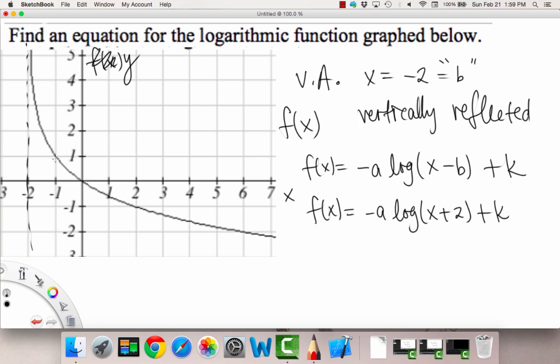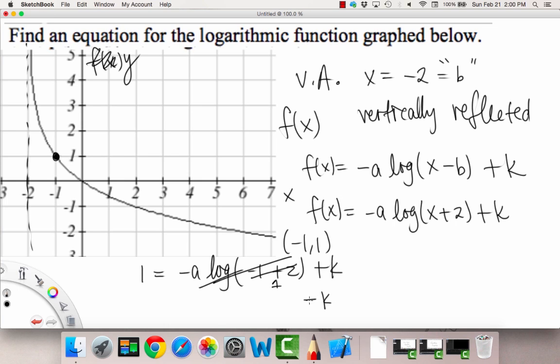Alright, so we see that one of the points is right here. How about negative 1, comma 1? So we have negative 1, comma 1. Let's plug that in. So 1 is our y, and that is equal to negative a times log of negative 1, that's our x, plus 2, plus k. So this thing in here, negative 1 plus 2 is a positive 1, and log of positive 1 is always going to be 0, okay? So we get that k is equal to 1. So now we've obtained more information we can add to our formula. So now we know this is a plus 1. So let's continue on the next slide.